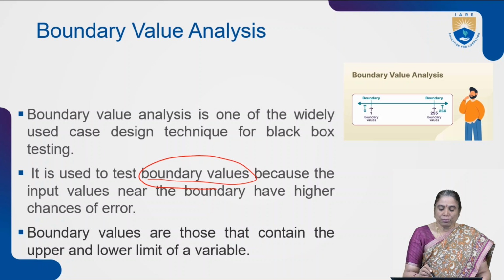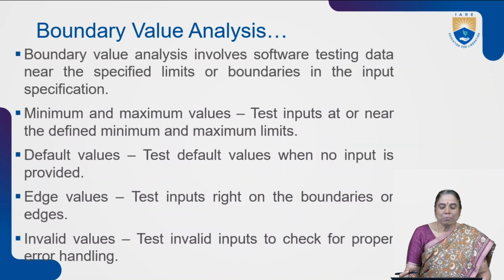Boundary values are those that contain the upper and lower limit for a variable. If you consider these as the boundaries for a variable, boundary value analysis involves software testing data near the specified limits. So near the upper limit and the lower limit specifications. Minimum and maximum values: test inputs near the defined minimum and maximum limits are considered.